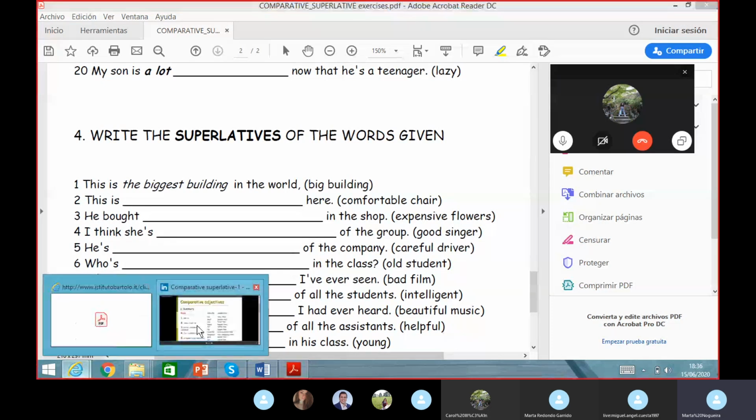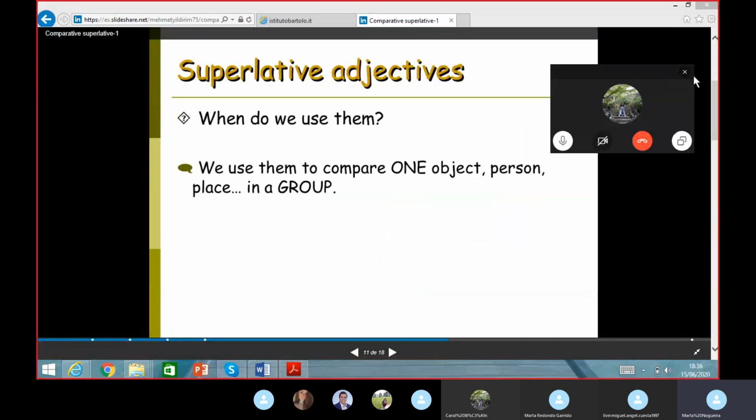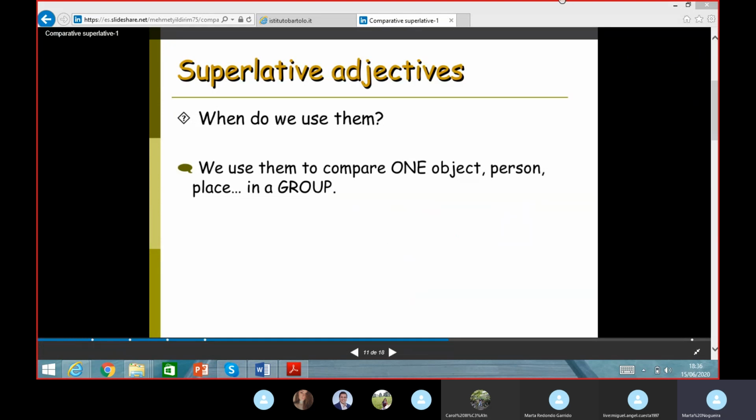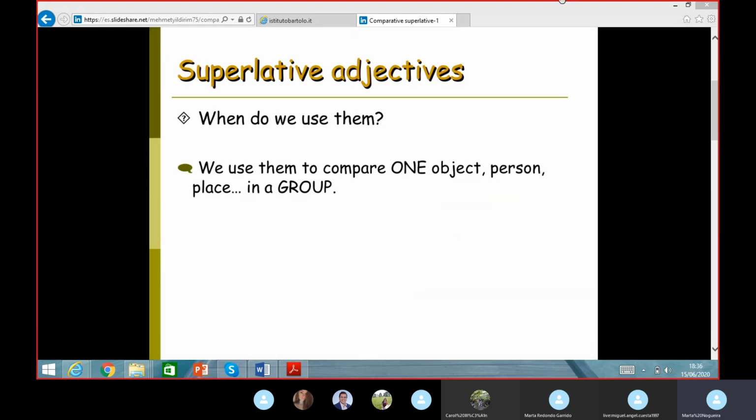First of all, I'm going to explain the superlative. This is easy, okay? But you have to get used to implementing all of these when you speak, okay? When do we use the superlative? Well, in contrast with the comparative, we use it to exaltate one object, person, or place in a group, okay? We say that this is the smartest person I've known, this is the tallest person in the class, this is the nicest person in the world, okay? So we want not to just compare, but we are comparing, yes, but within a group, okay?